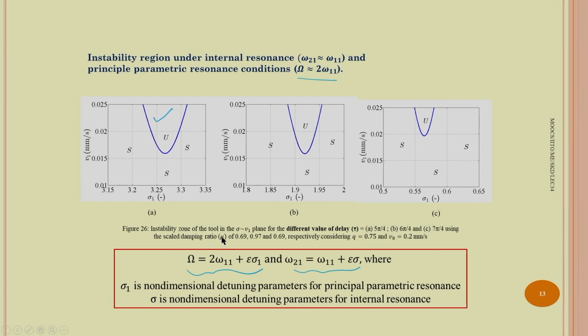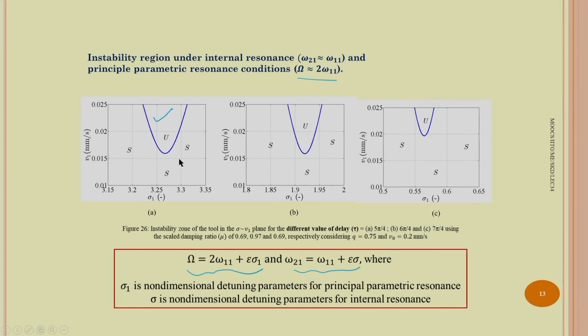So, instability zone for the tool in the sigma V1 plane for different values of delay. So, 3 different values of delay have been taken. In the first case the delay is taken to be 5 pi by 4, in the second case it is 6 pi by 4 and in the third case it is 7 pi by 4, for mu equal to 0.69, 0.97 and 0.69 respectively, considering q equal to 0.75 and V0 equal to 0.2 millimeter per second.